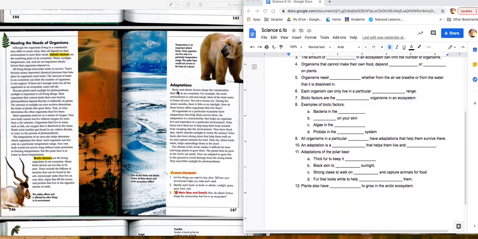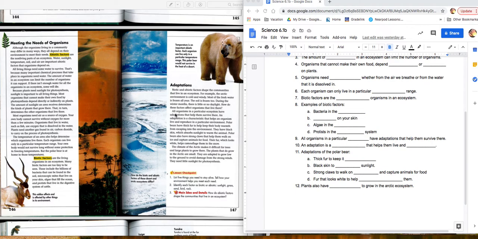Let's finish it up. Biotic and abiotic factors shape the communities that live in an ecosystem. For example, the Arctic environment is cold and windy. Most of the fresh water is frozen all year. The soil is frozen too. During the winter months, there is little or no daylight. How do these factors affect organisms that live there?